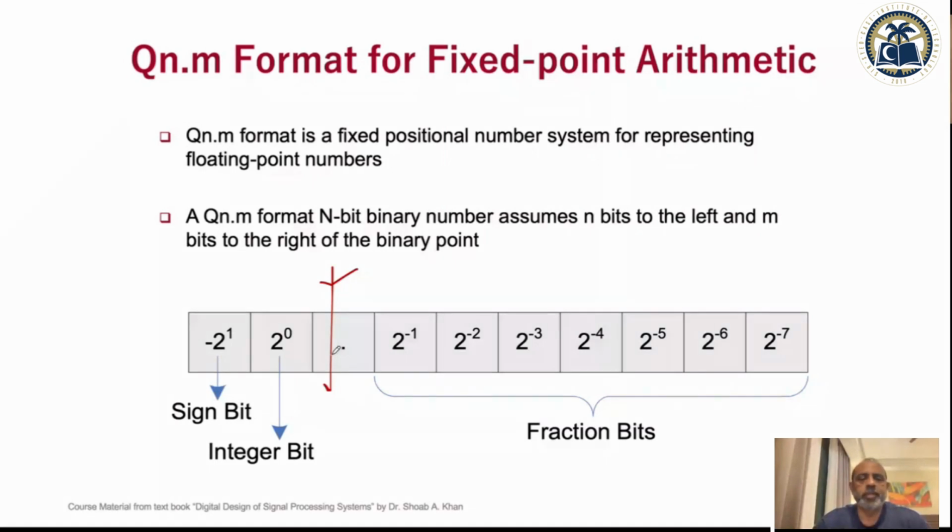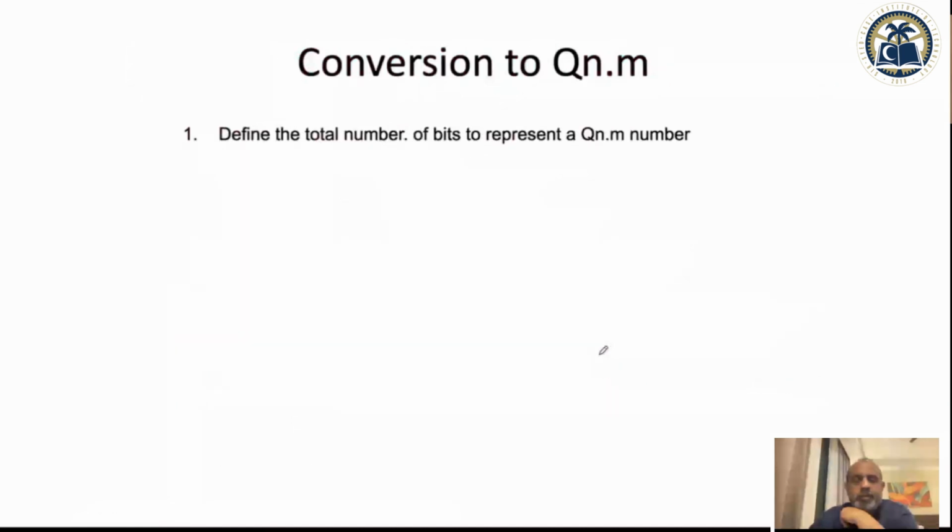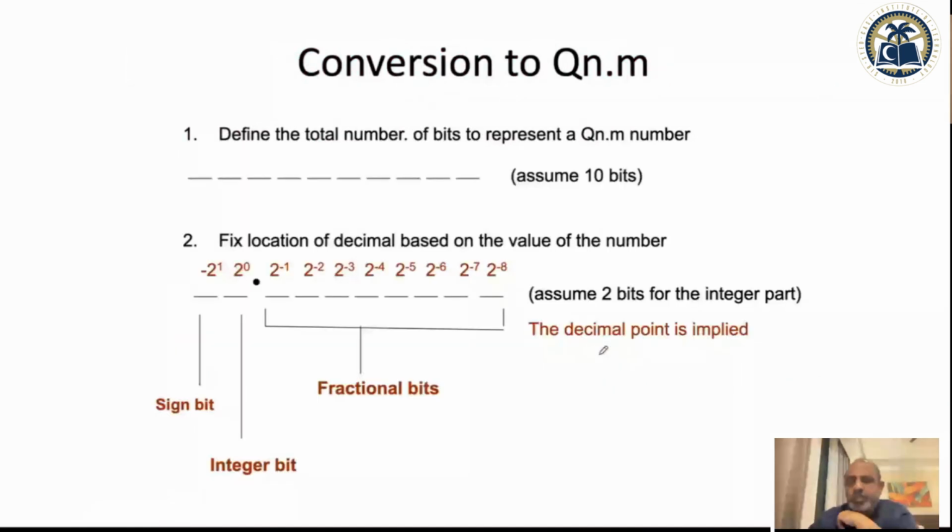This format is called the Qn.m format, where n bits are on the left side of the decimal and m bits are on the right side. This is how they are weighted: 2 raised to the power 0, the most significant bit has negative weight, and all the bits on the other side have fractional weights: 2 raised to the power -1, -2, -3, -4, -5. So that is the same thing that I told you. So for conversion, if I want a fixed point implementation of a number, I need to decide about the format.